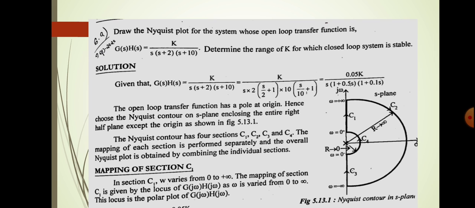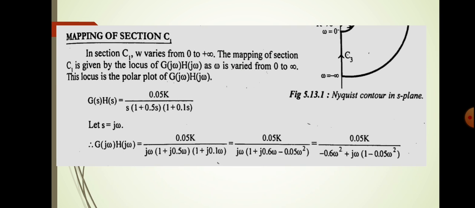So what will happen when we substitute j omega for s? G(s)H(s) will become 0.05k divided by, instead of s we substitute j omega, here also we substitute j omega, here also j omega, so that we get an equation like this. We can multiply the terms, so that we get 0.05k divided by j omega into this term. This bracket is multiplied with this, so we get this term, and the j omega can be multiplied inside, so that we get 0.05k divided by minus 0.56 omega square plus j omega into this term.